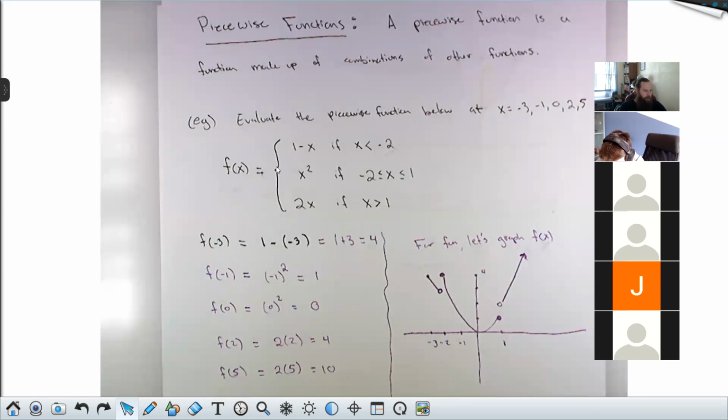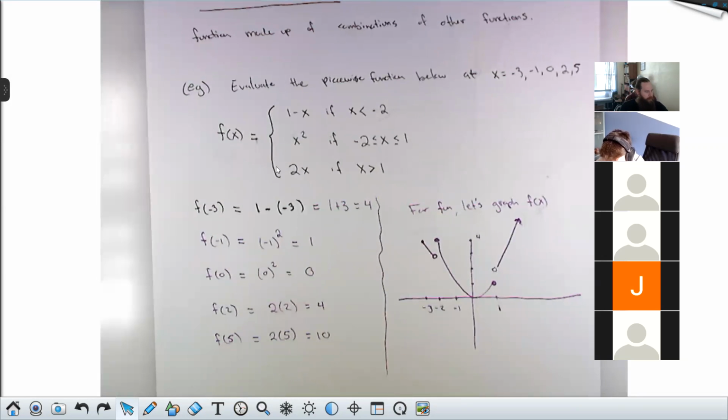But again, for the purposes of the example we're looking at for the 2.1 problem, the section that we're on right now, this is all you would need. The graph is just for fun.